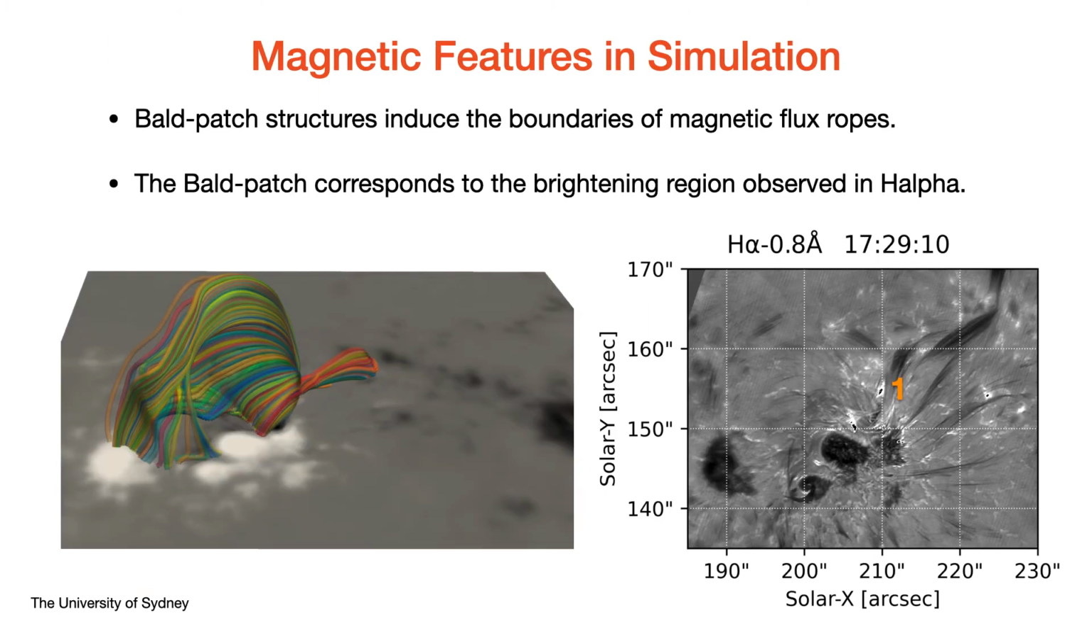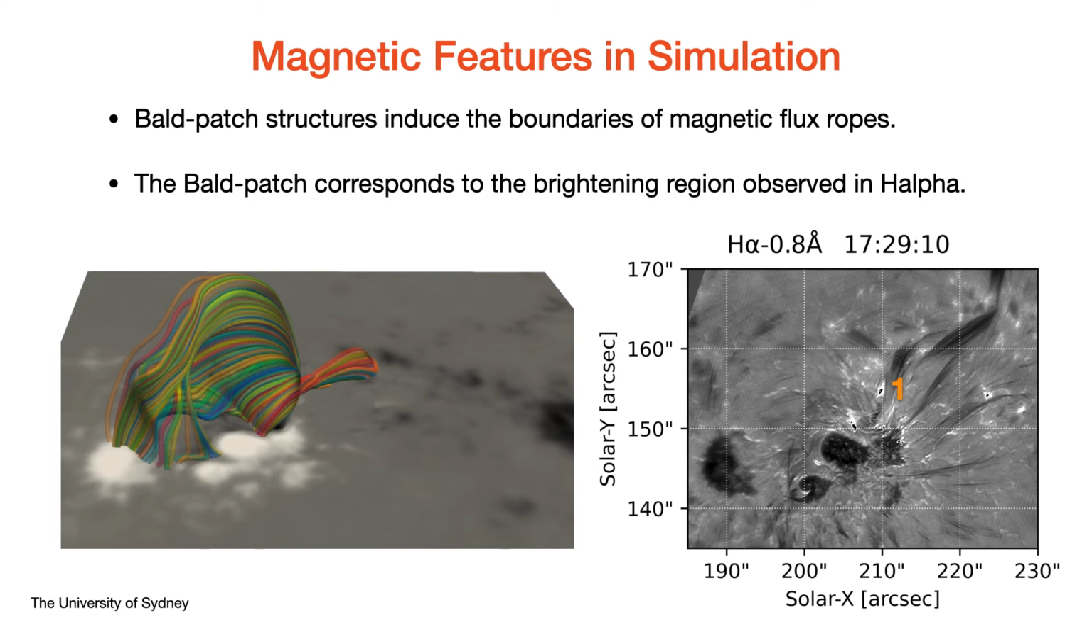We also found several ball patch structures that correspond to the H-alpha brightening, and the separatrix layers from this ball patch play the role of the multiple flux rope boundaries. For example, in the H-alpha images on the right side, brightening number 1 directly comes from the magnetic reconnection at the ball patch. In this simulation, we do not use artificial resistivity, so the magnetic reconnection comes from the numerical diffusion.